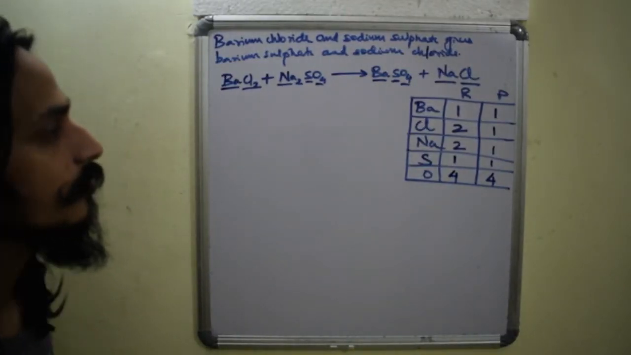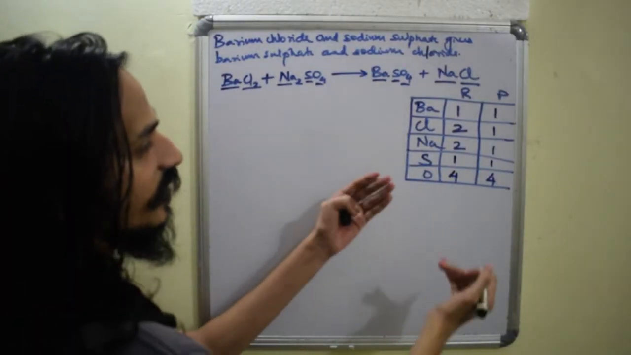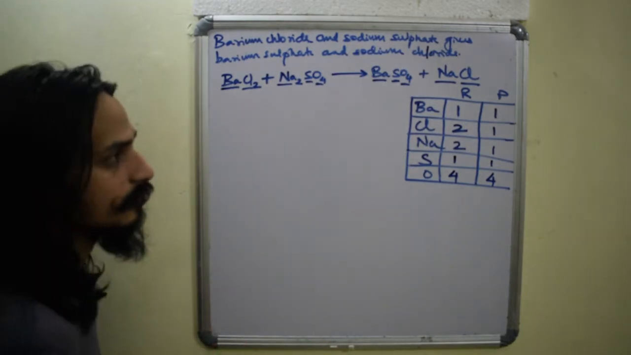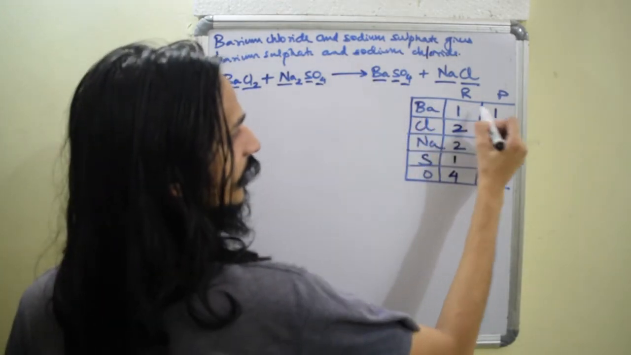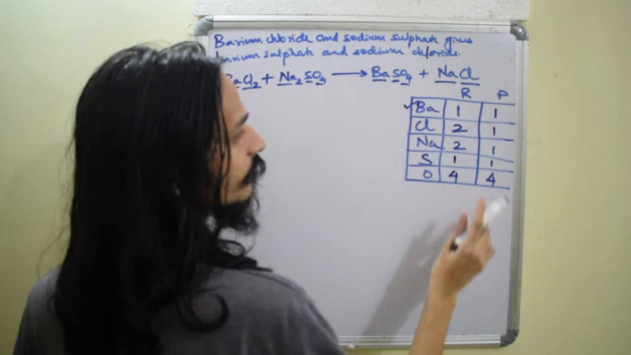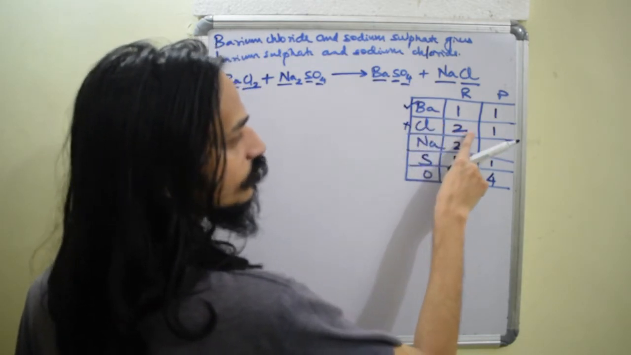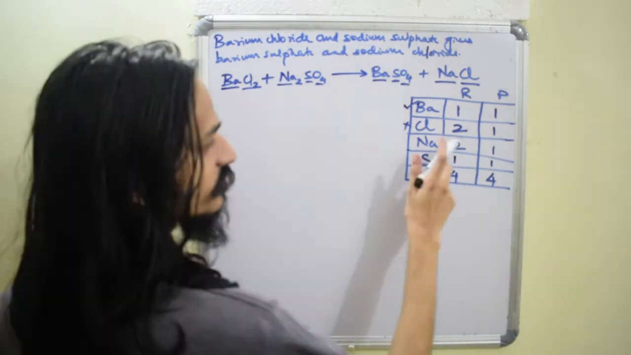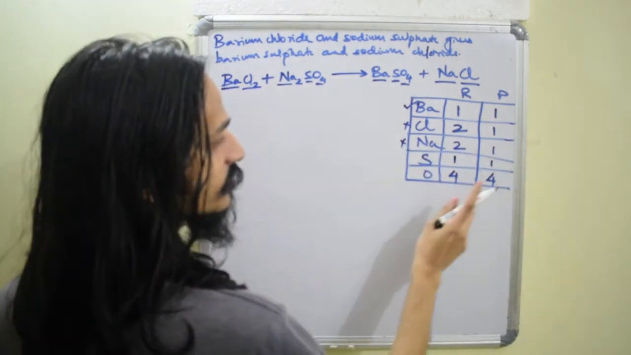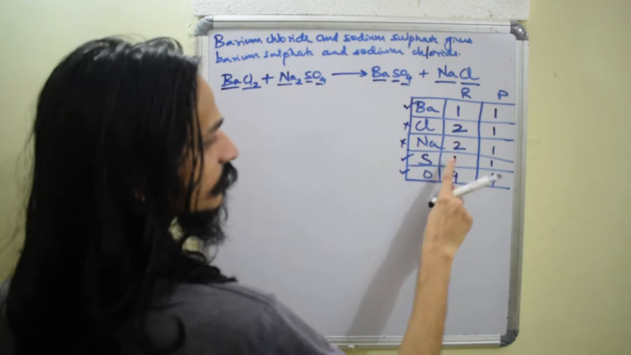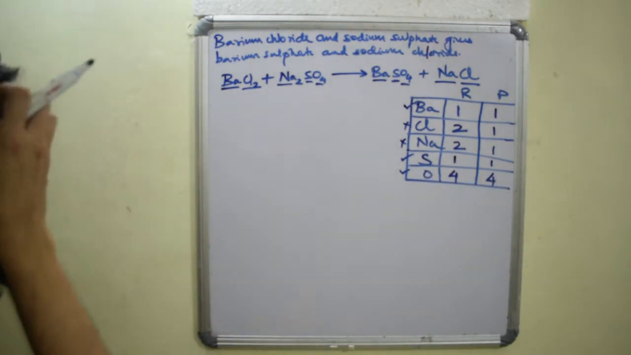Cool. Now notice that some of these are equal on both sides, some of these are not. If I check barium, it is equal on both sides, 1 and 1. Chlorine, however, is not. There is 2 on one side, only 1 on the other side. Same goes for Na, not balanced. Sulfur is balanced, oxygen is also balanced.